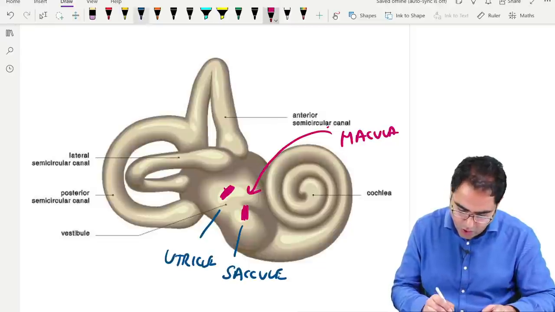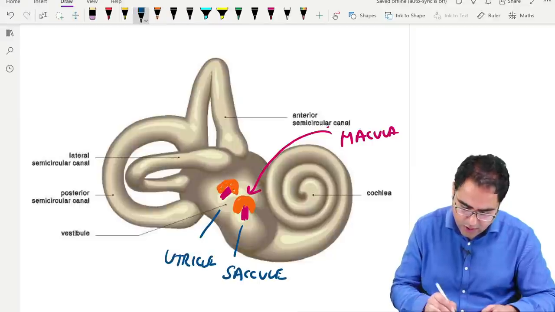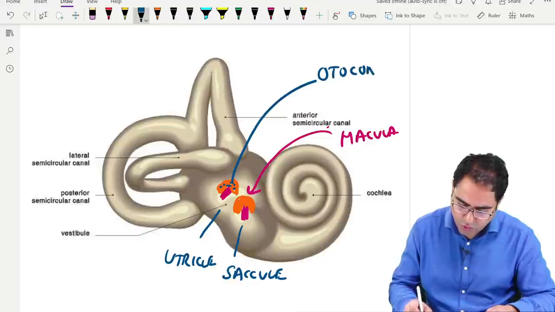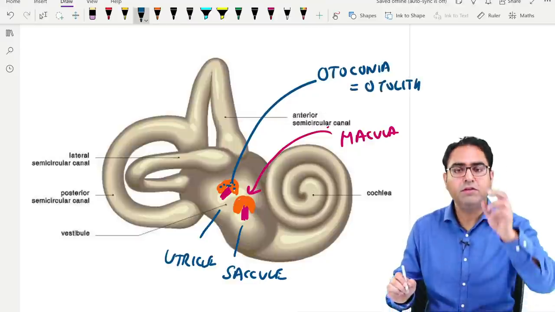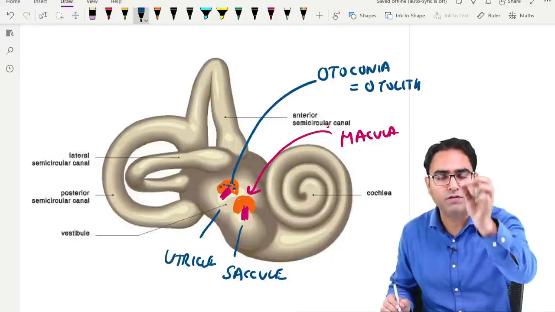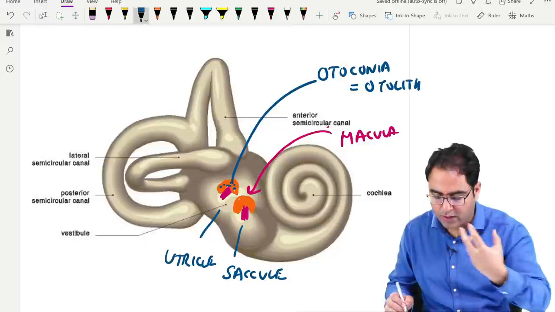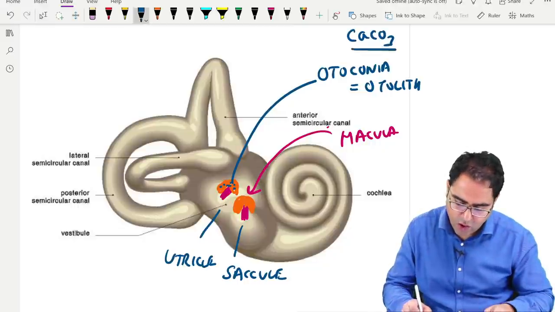Now, on the macula, we have got some gelatinous layer. And that gelatinous layer has got some calcium carbonate crystals called otoconia or otolith. Once again, macula is the sensory end organ of utricle and saccule. It is covered by gelatinous layer which has calcium carbonate crystals called otoconia or otolith.